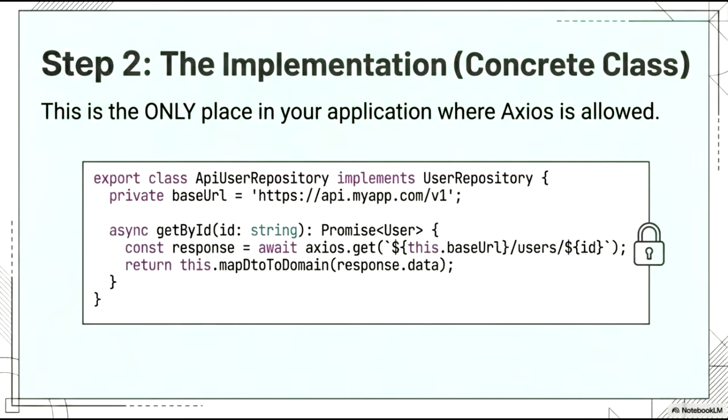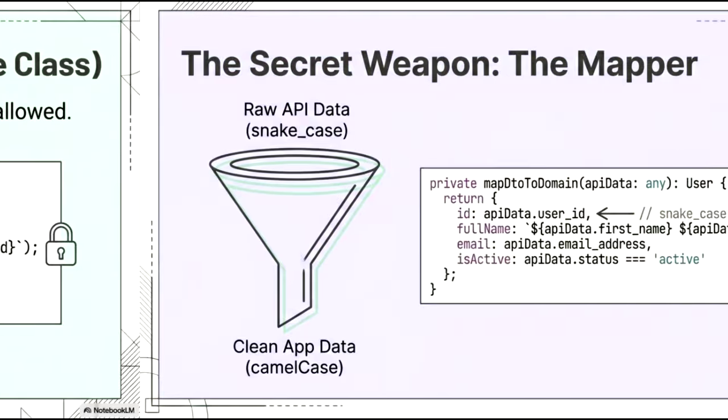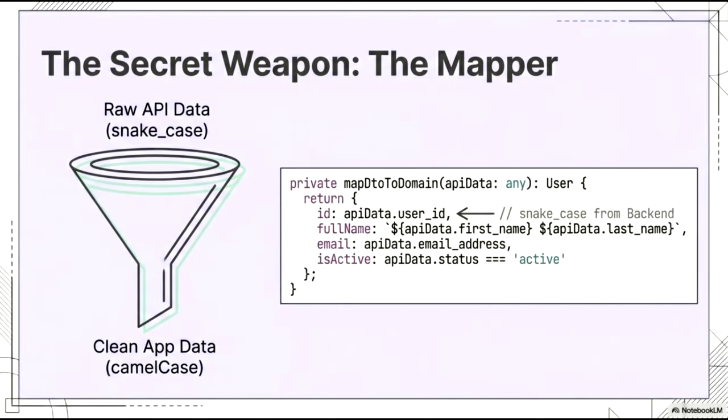It executes the asynchronous call and immediately passes the raw response data to a mapping function. This ensures that the rest of your system works exclusively with domain entities rather than external data structures. If you ever need to switch from Axios to Fetch or another library, this is the only file you will need to modify. Let's discuss what I consider a secret weapon in building robust front-end applications: the mapper.